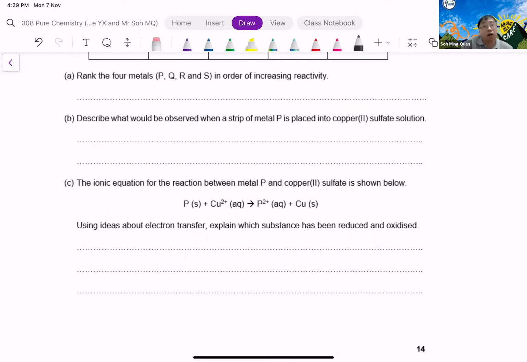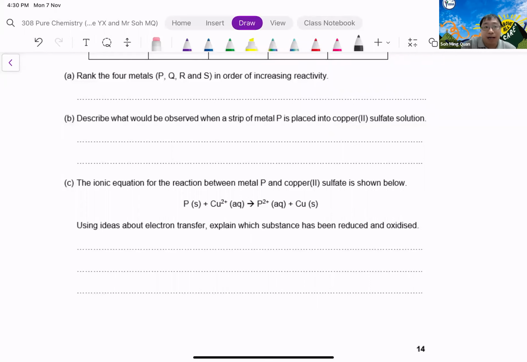And we can also ask you what the observations are. So you can see part A is about the order of reactivity. Part B is about observations. What do you see, right? Which is what we mentioned just now: 2 things, the color of the solution as well as the solid formed. But let's look at part C.